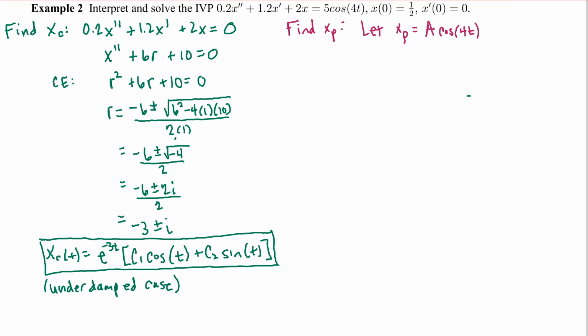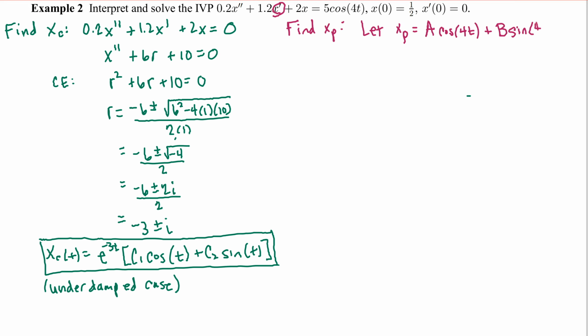Now, do observe in this problem, x prime is present. So if I think about the derivative of cosine of 4t, it's going to be, of course, sine of 4t, or a multiple of sine of 4t. Because that derivative is linearly independent from cosine of 4t, and I have that first derivative present, this time I am going to have to account for the possibility that x sub p does have a sine function.